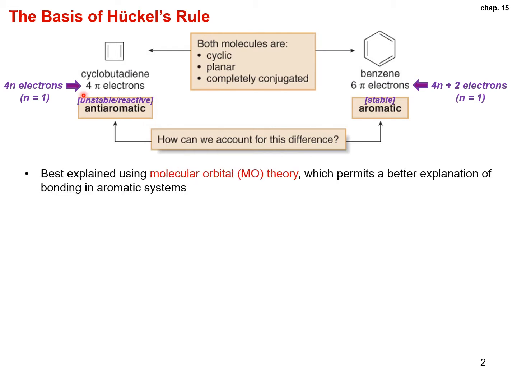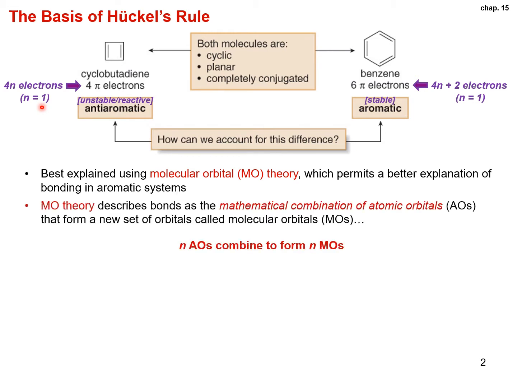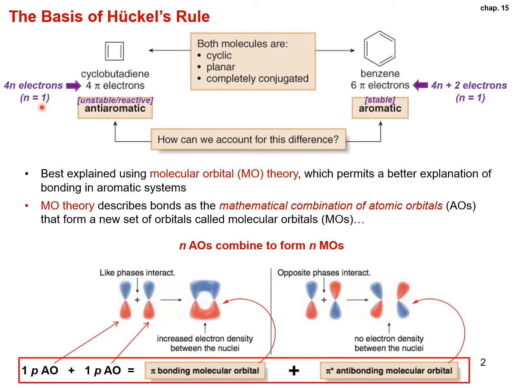The basis for Huckel's rule is best explained using MO theory, which permits a better explanation of bonding in aromatic systems. It describes bonds as mathematical combinations of atomic orbitals that form a new set of orbitals called molecular orbitals, where if you have n atomic orbitals, they combine to form n molecular orbitals, and that's shown in this example where we have two p atomic orbitals mathematically combining, and this is how we can show it on paper.